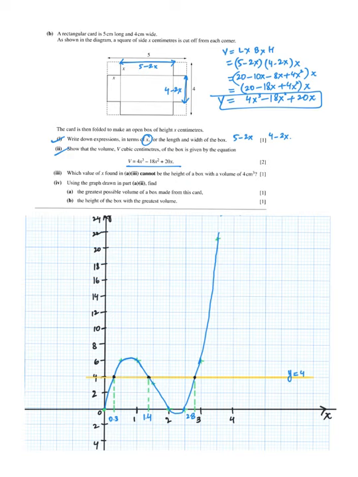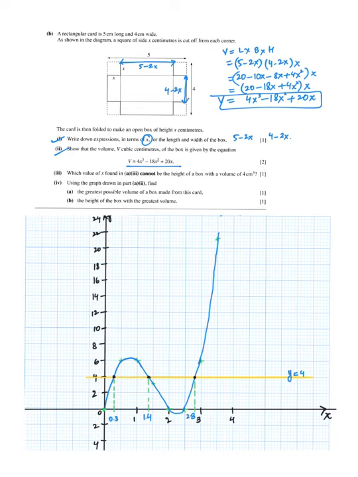In part 3, which value of x in A3 cannot be the height of a box with a volume of 4 centimeters cubed? Now the value of x that we cannot consider is the value 2.8. And why is it so? When you place 2.8 here, right, that value will be negative.